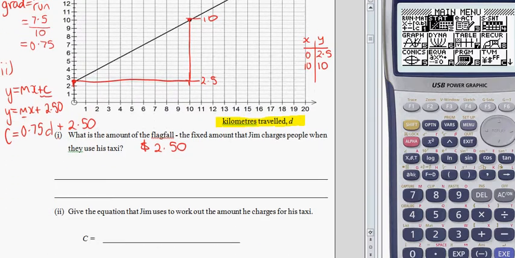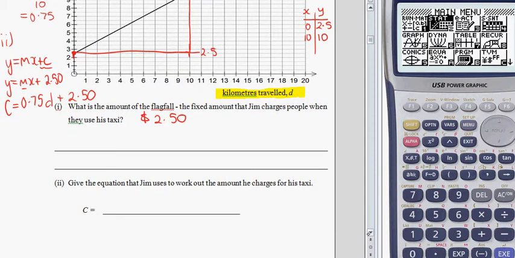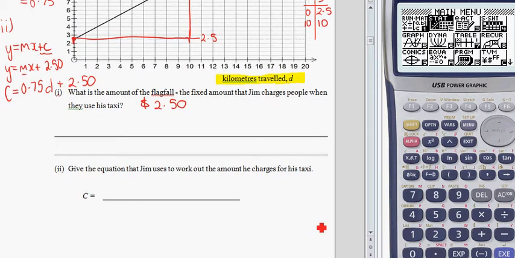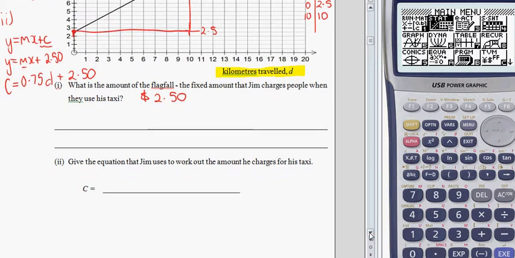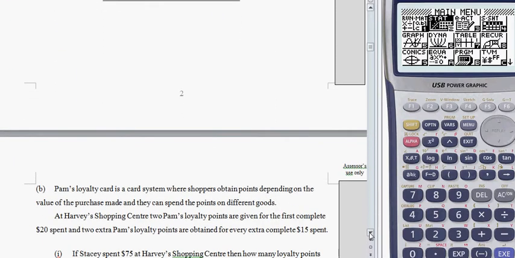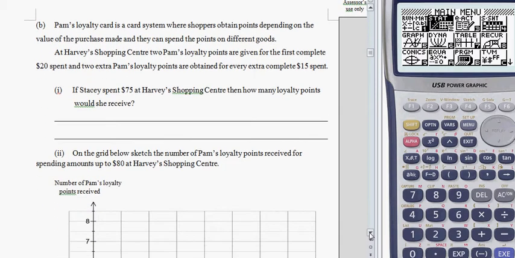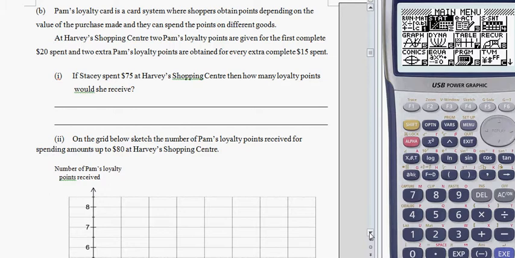Moving down to the next part of the question, we may still need that graph. Pam's loyalty card system. Obtain points: for the first complete $20 you get 2 points, and then you get 2 extra points for every complete $15 spent.